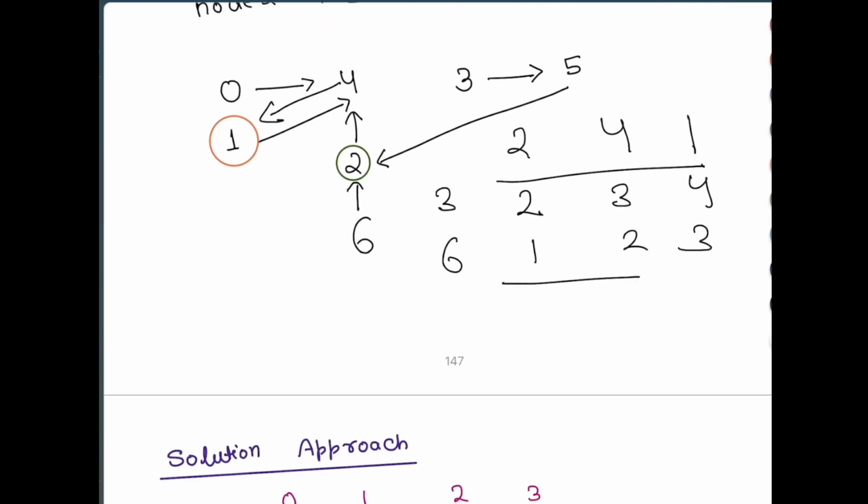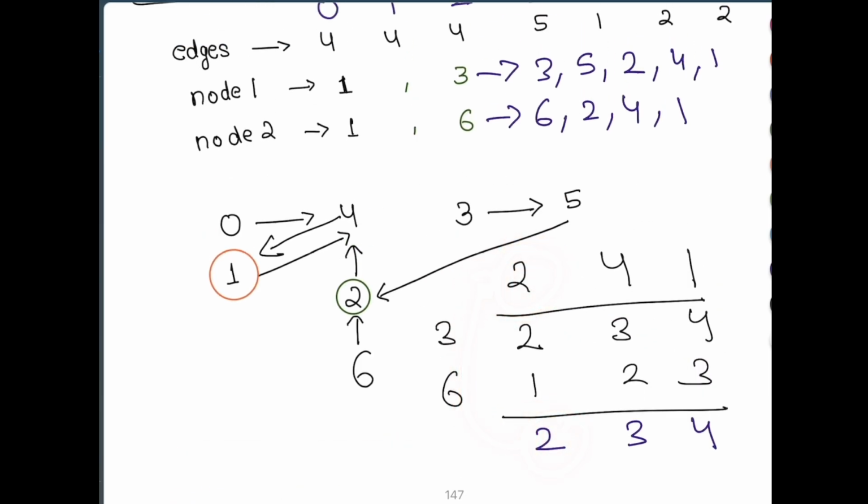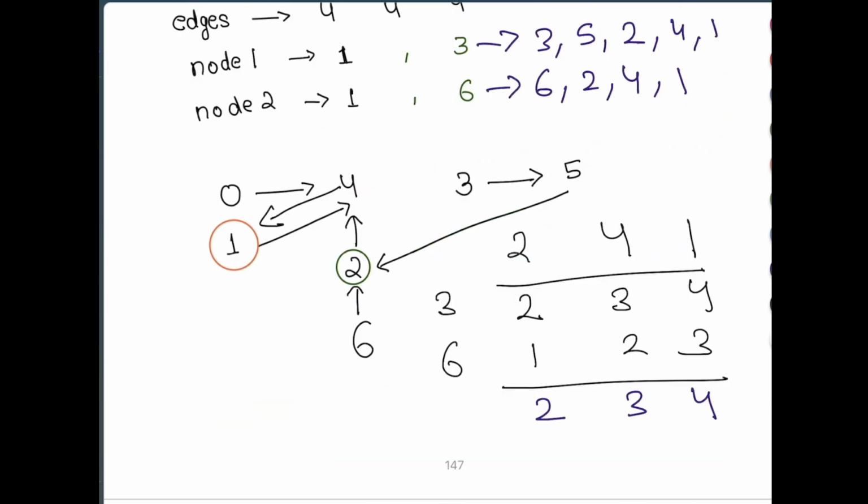Now you need to find the maximum out of these values. 2 and 1, 3 and 2, 4 and 3. So the maximums are 2, 3 and 4. Now you need to minimize the value. So the minimum is 2, which is for the node 2, right? So what we can say is this node 2 is going to be the output when these are the edges and these are the nodes. So node 2 is going to be a common node which can be reached from 3 and 6.